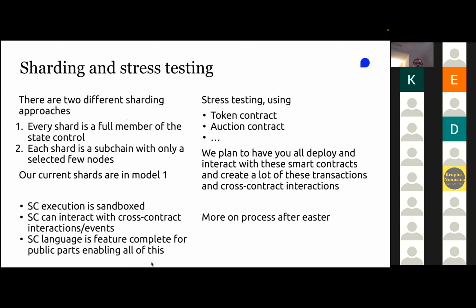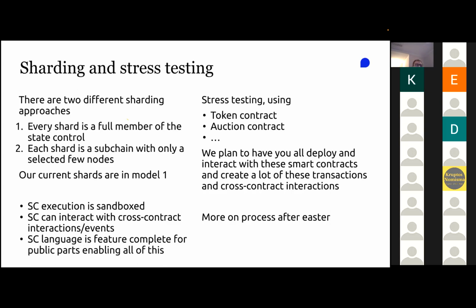But the problem is you want to interact with other smart contracts. We've done this through cross-contract interactions, or what we sometimes refer to as events. These cross-contract interaction events are working now. We've tested a lot of things, and our smart contract language is actually feature complete for the public part.